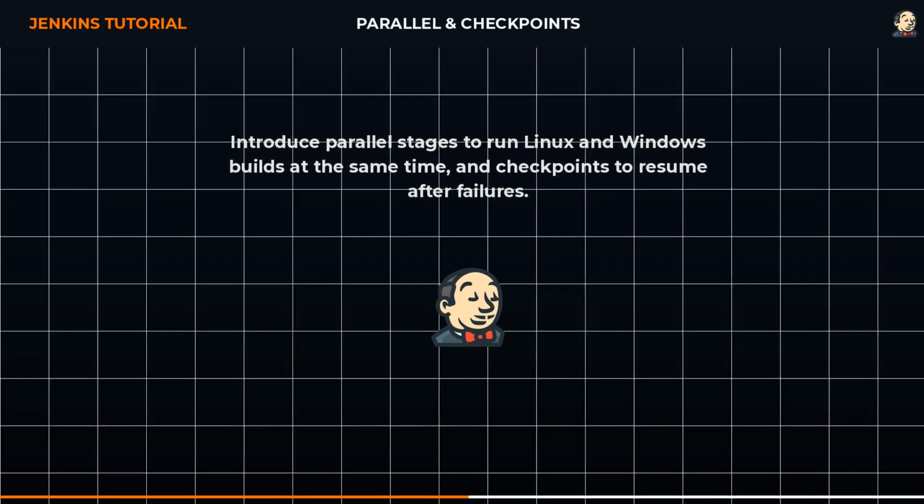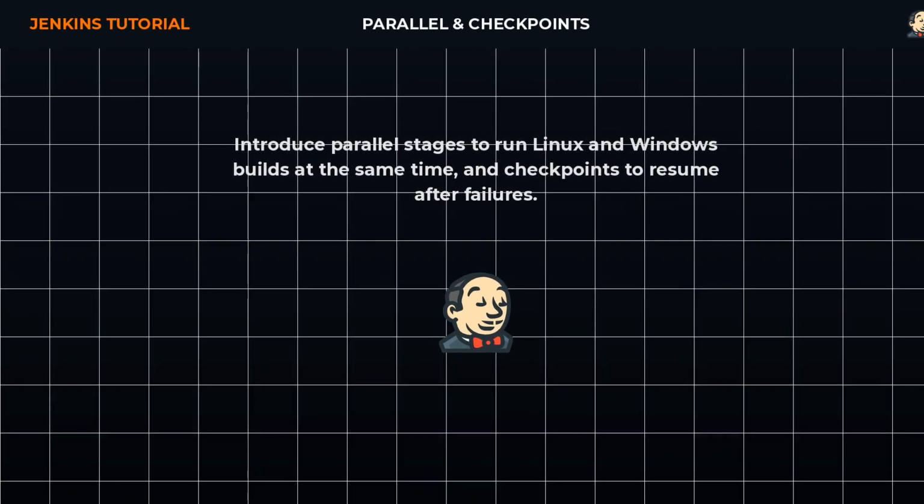Jenkins offers a declarative way to run stages in parallel, letting multiple agents work simultaneously. We'll also use the checkpoint feature, which saves the pipeline state, so a failed build can restart from that point instead of from the beginning.